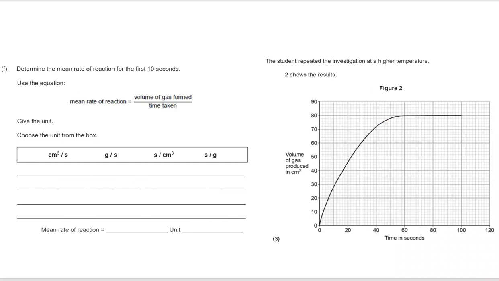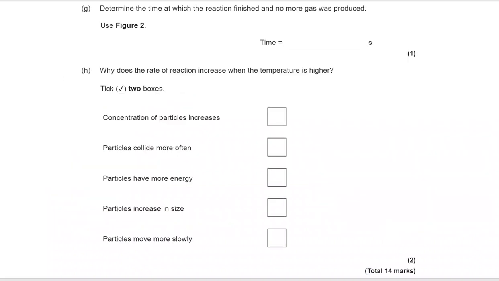On to F, determine the mean rate of reaction for the first 10 seconds. So I have taken the data here, I've gone across to 10 seconds and drawn the lines up, and I can see that at 10 seconds I have made 28 centimetre cubed of gas. The gradient is changing y over changing x, provided already, so 28 divided by 10 gives me 2.8. Now I'm given this as a multiple choice, but I've got cm cubed divided by seconds, so it's cm cubed per second.